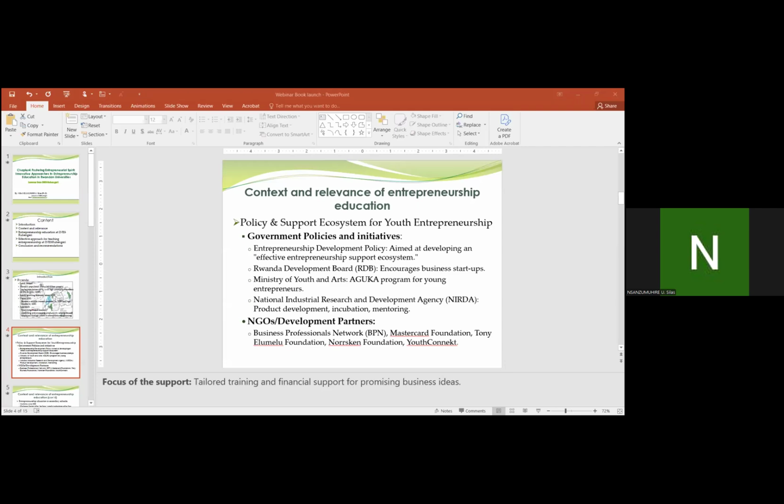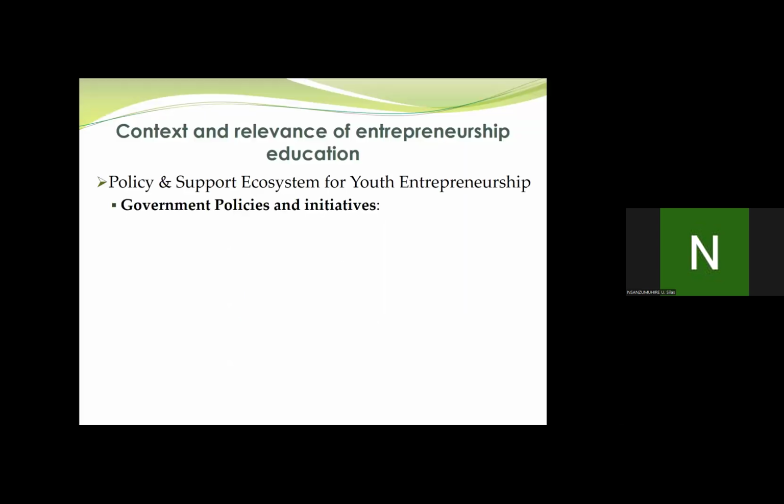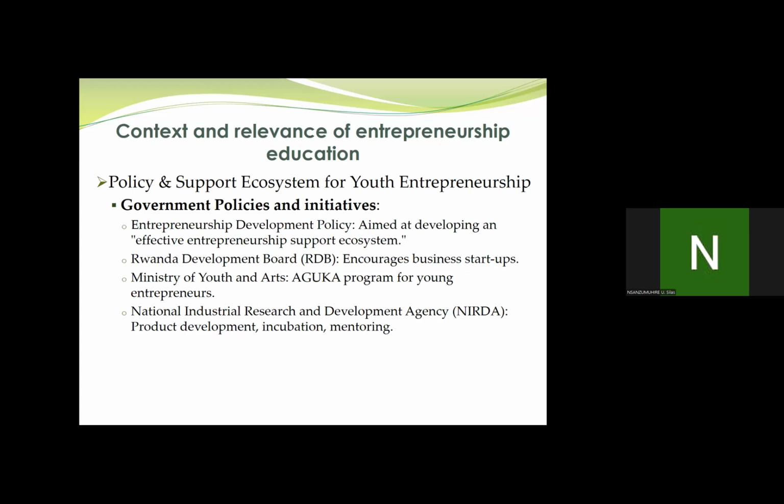So before I got cut, I was starting to present some of the few support mechanisms that exist in Rwanda. From the government side, there is already an entrepreneurship development policy, which is focusing on building an effective entrepreneurship ecosystem in the whole country. And this is supported by different initiatives, like the ones developed by the Rwanda Development Board, an organization focusing on different initiatives of development of the country.